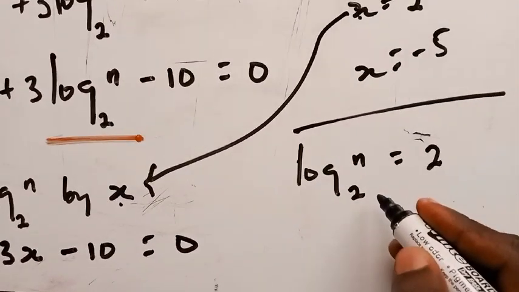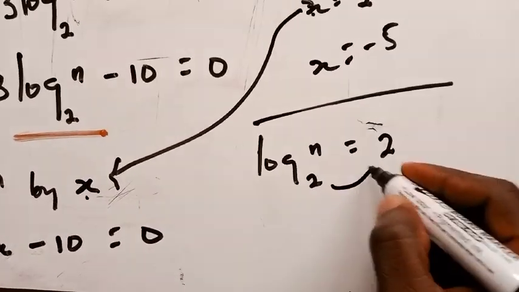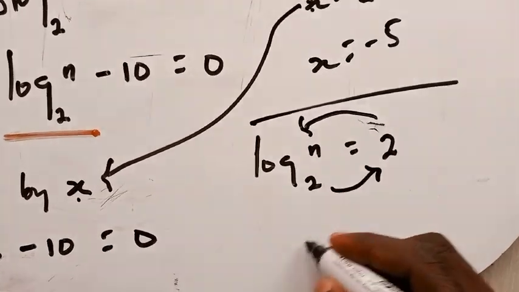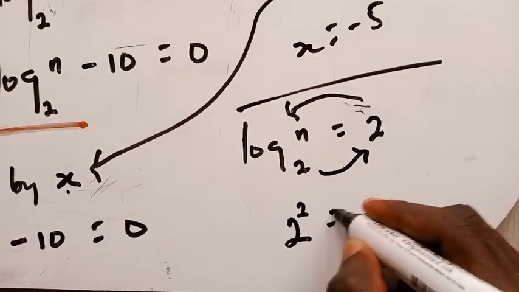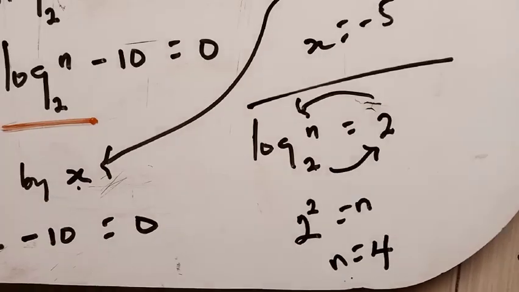Okay, so how do you solve this thing? You know how to solve this thing already. So it goes like this. If you're already on this channel, you know how to do this. So that is the base, which is 2 exponent 2, everything is equal to n. So meaning that our n here is equal to 4. That is for the first one.